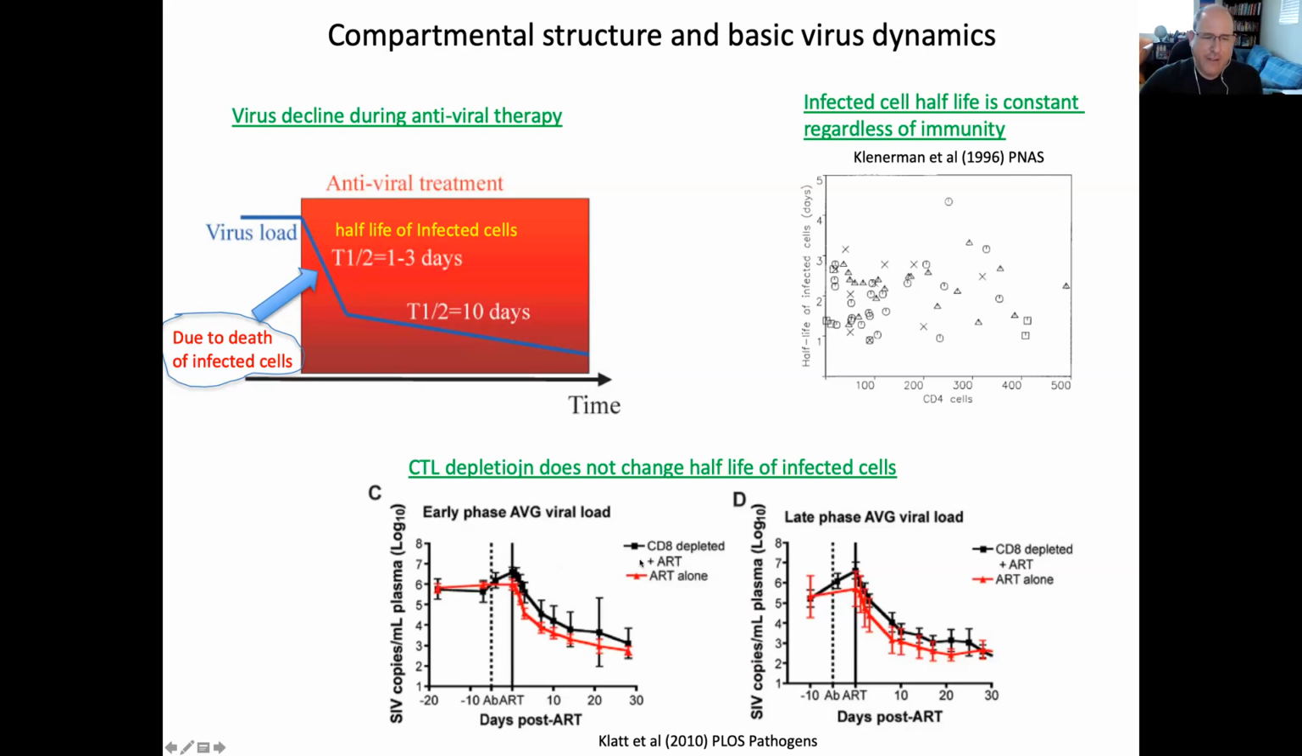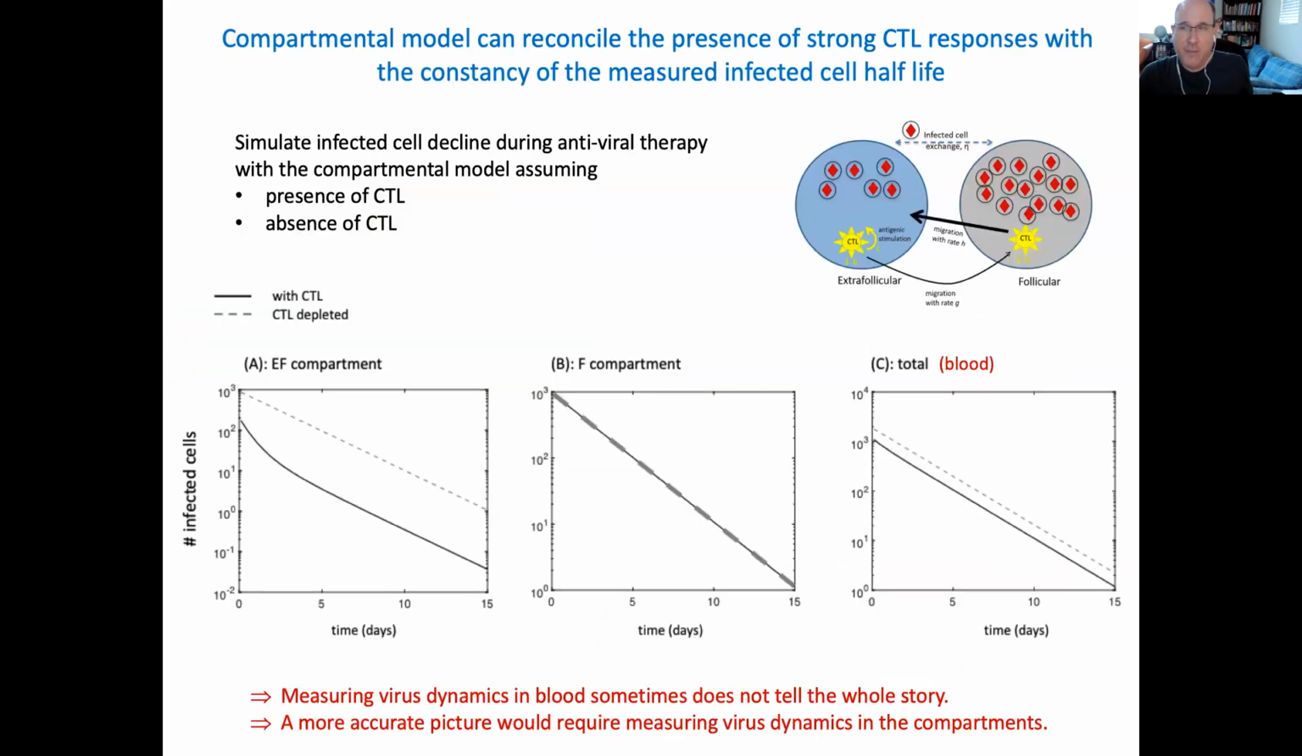this kind of stuff has generated a lot of debate in the field. And some of the conclusions that have been reached is that maybe these CTL don't really do as much as we thought they do. Maybe they don't kill. Maybe they suppress the virus in different ways, because obviously if they were killing, you would see a difference in slope. So can we get information on that from our compartmental model?